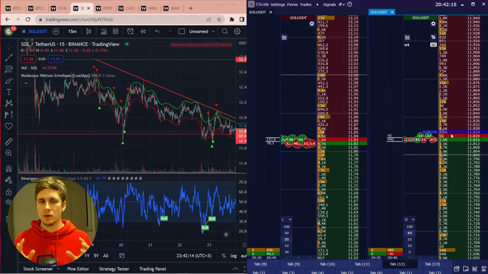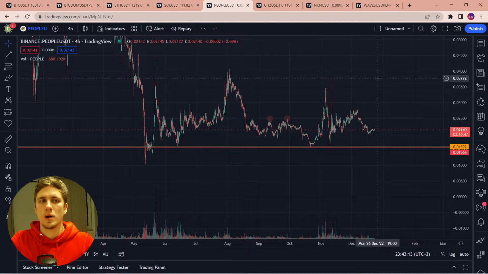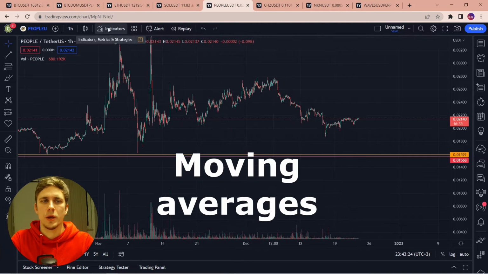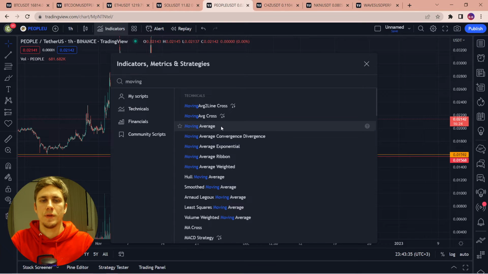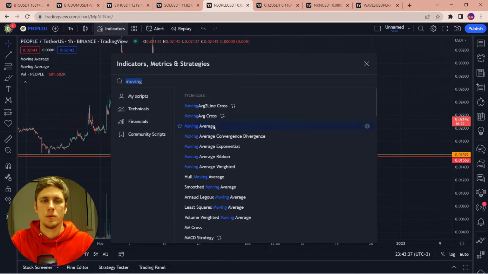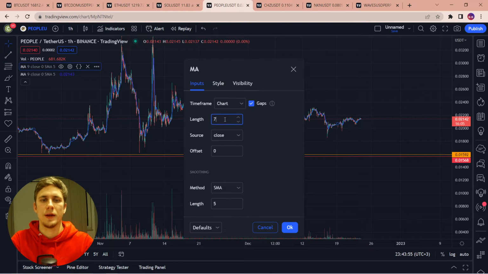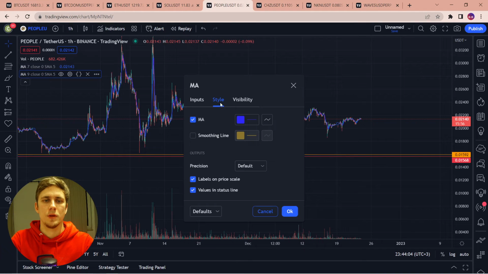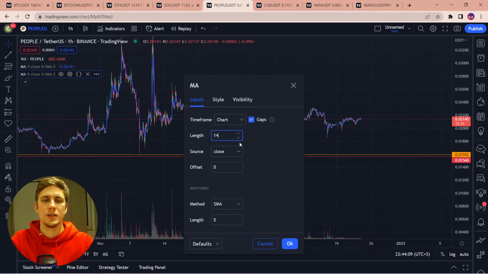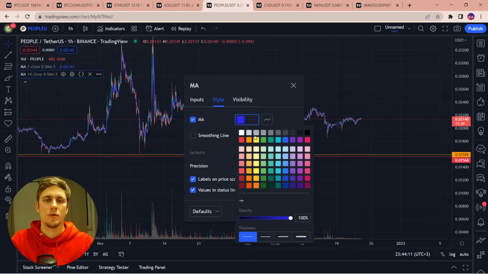There are several indicators that we usually use as additional analytical tool. The first one, moving averages. We can add them here. Simple moving average, 2 times. Here we set the length 7, blue color. Here we set 14 with a red color.